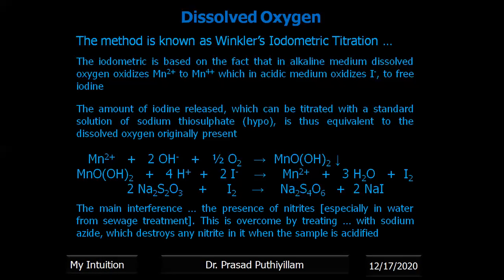The main interference in the estimation of DO or dissolved oxygen is the presence of nitrite, mainly in sewage treatment water samples. It can be avoided by adding sodium azide, which destroys the nitrite present in the sample on acidification.